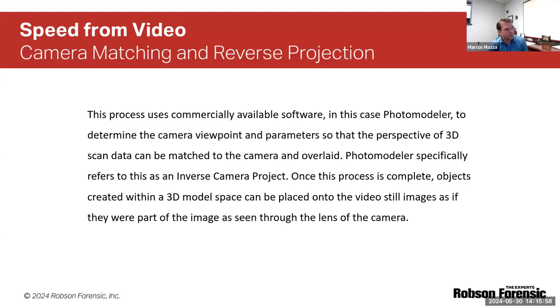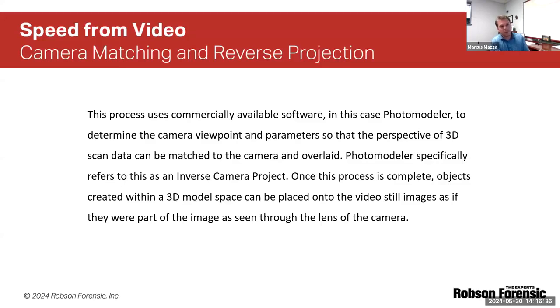And basically, PhotoModeler is going to use three-dimensional scan data of the area to backwards calculate parameters for the camera. So we're going to give it positional data from this laser scanning that we did of the area. And the software is going to determine the position of the camera, the focal length of the camera. If we have enough data points, we can also determine lens distortion of the camera. And all of those parameters are going to be calculated and then allow us to reverse project or project images back into the frame as seen through the lens of the camera.